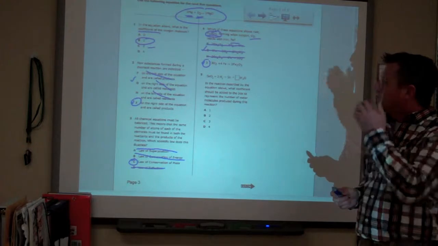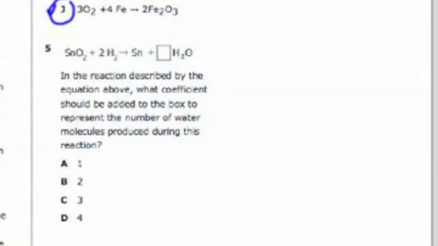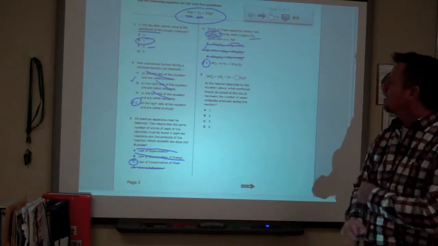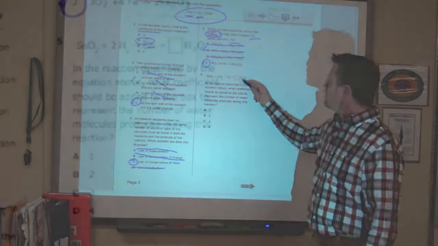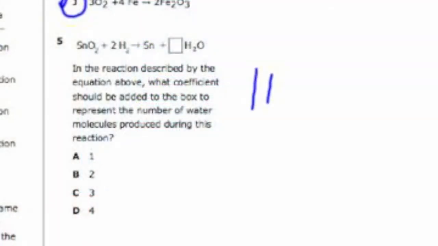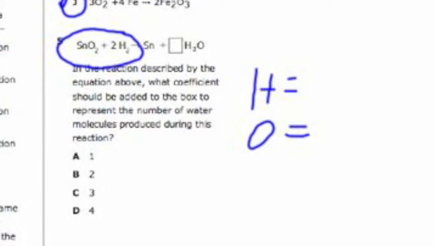Okay, let's look at 5. It was a balancing chemical equation problem. It says, in the reaction described by the equation above, what coefficient should be added to the box to represent the number of water molecules produced during the reaction? So if you notice, the box is in front of H2O. So we're looking for H atoms and O atoms to balance. So look on the left side of the arrow. How many oxygens do we see?